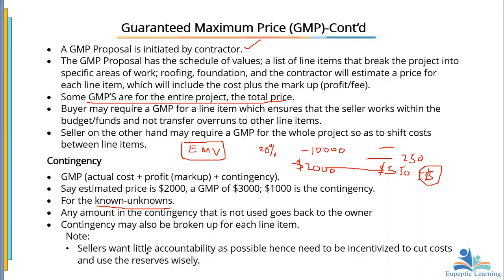Okay, now we are saying that sellers usually want as little accountability as possible, and therefore they need to be incentivized to cut costs and use the reserves wisely. It is not in the interest of the seller to cut down cost unless you choose a particular contract that he or she knows that if they do not cut down costs, it is going to go against them.